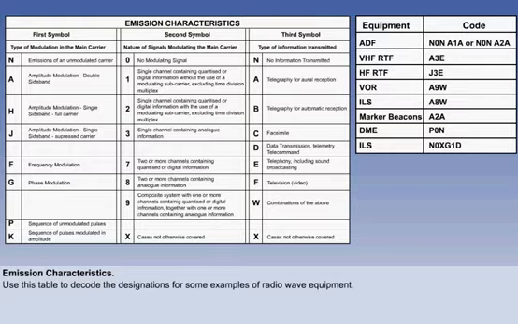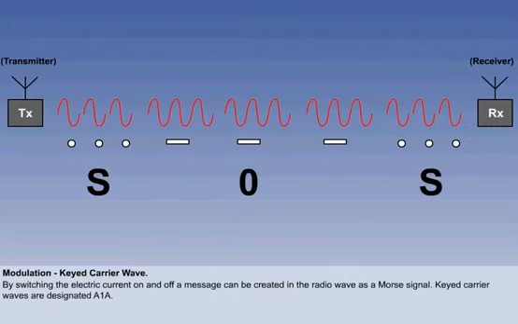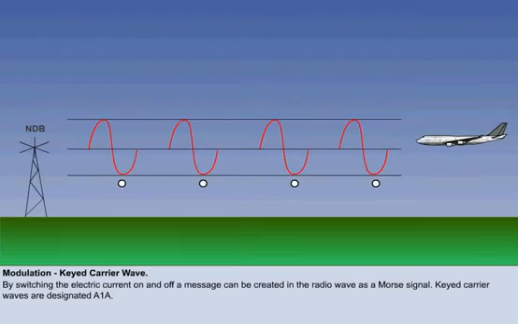The simplest form of modulation is to switch the electric current on and off. This is called keying. Morse messages can be sent in this way. Keyed carrier waves are designated A1A, and they are used mostly for long-distance NDBs, as all of the transmitted power is in the carrier wave.